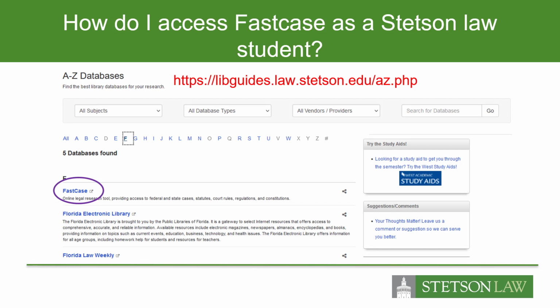If you are accessing Fastcase as a Stetson Law student, you will find a link to it on our A to Z databases page. Simply click on F and then find Fastcase. Once you click on Fastcase, if you're on campus, you will be taken directly into Fastcase. If you are off campus, you will be asked to log in with your Stetson username and password to authenticate.